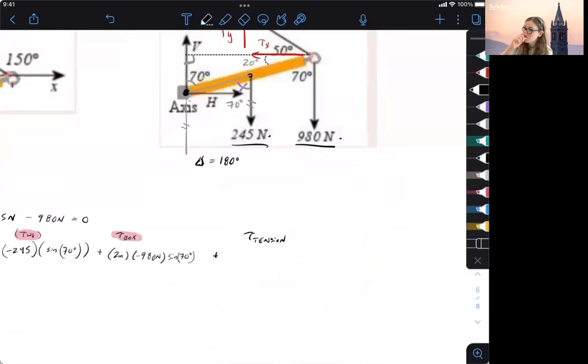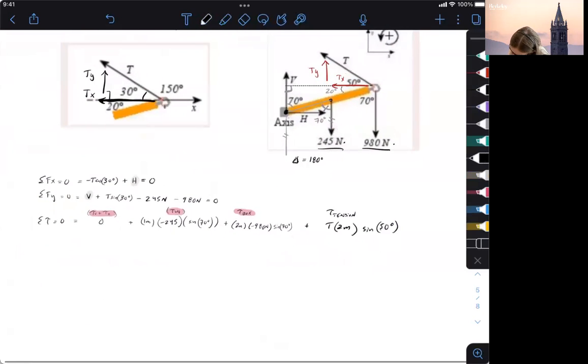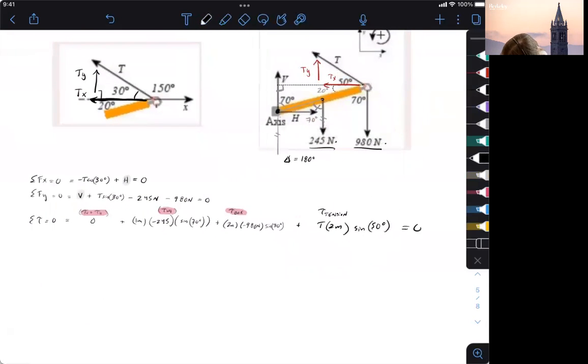So it's going to be T times 2 meters, right? Because that's the length of the bar. And then it's going to be sine of 50 degrees. Okay, cool. So now my only unknown in this equation is tension. That's the only thing I don't know. So I can just go ahead and solve for it.